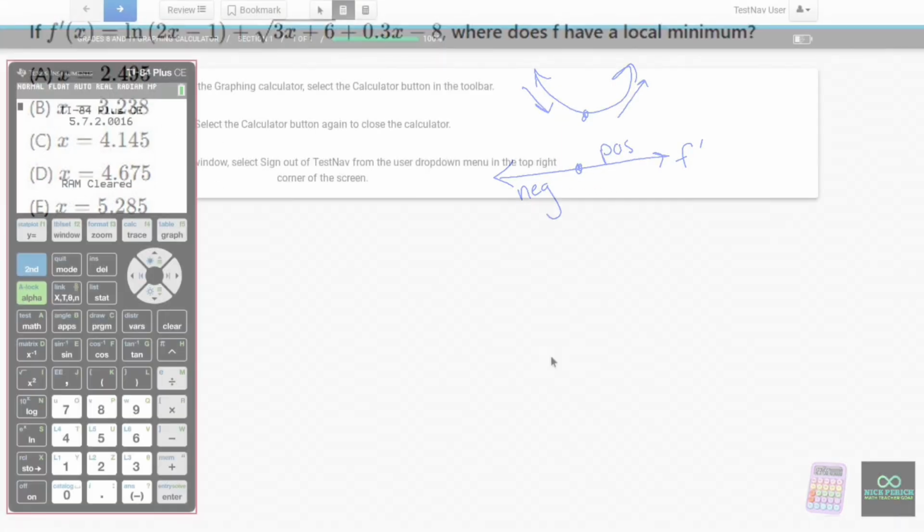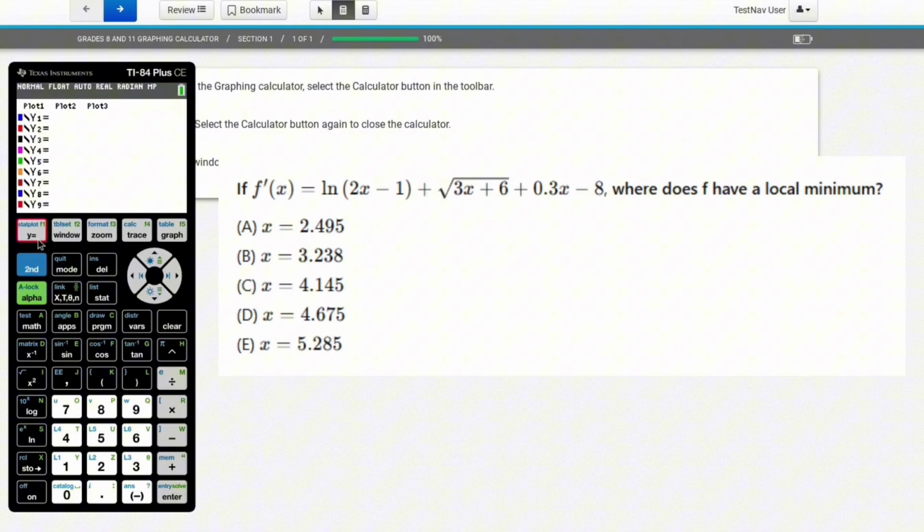All right. Y equals, ln is right here. We've got 2x minus 1. Close it. Then we have plus, the square root is second x squared button. Inside we're going to type out 3x plus 6. Get out of the square root. Add 0.3x, like that, and then minus 8.